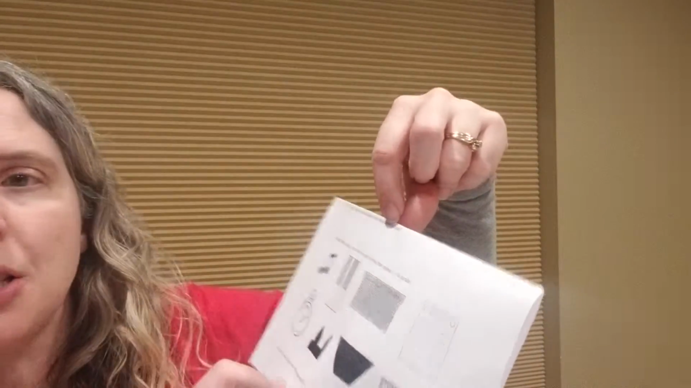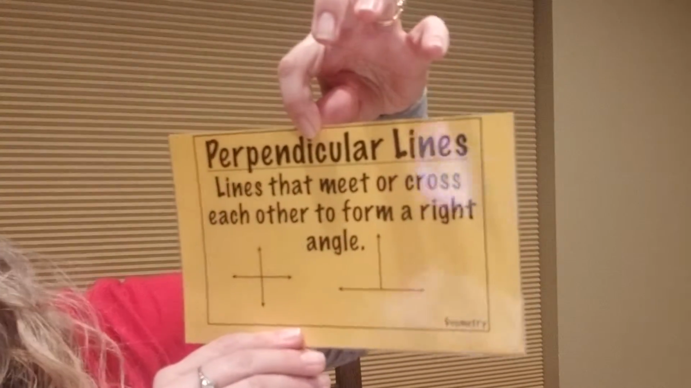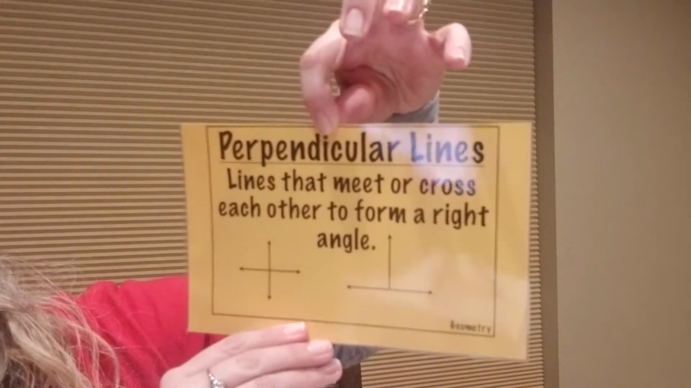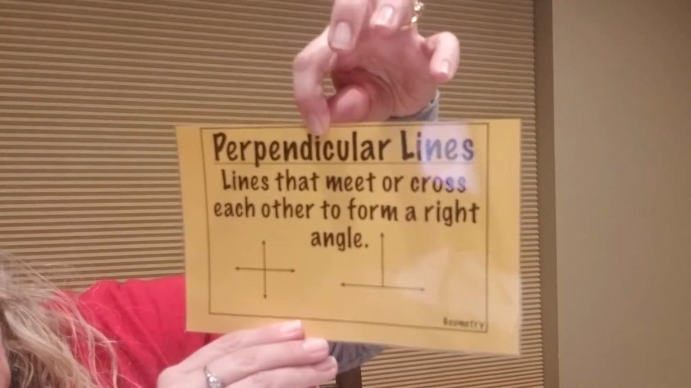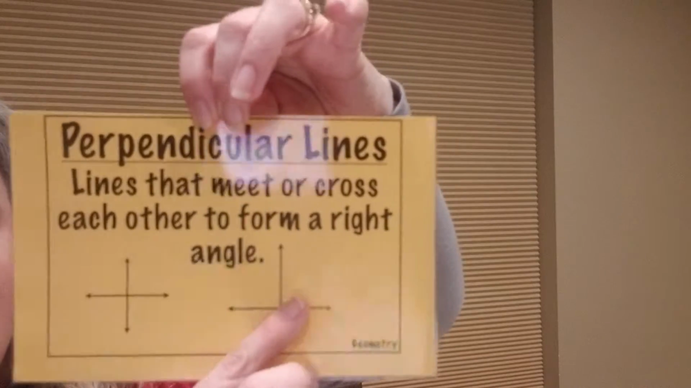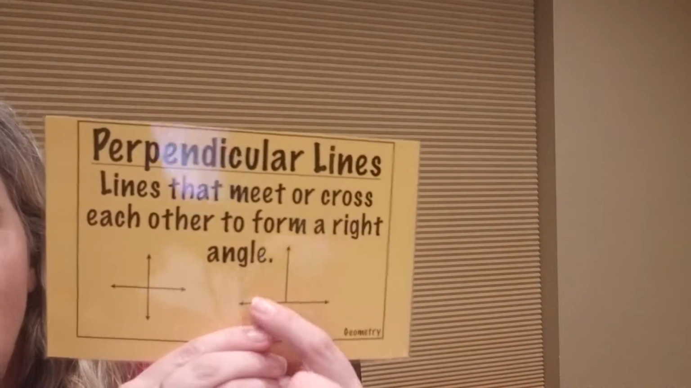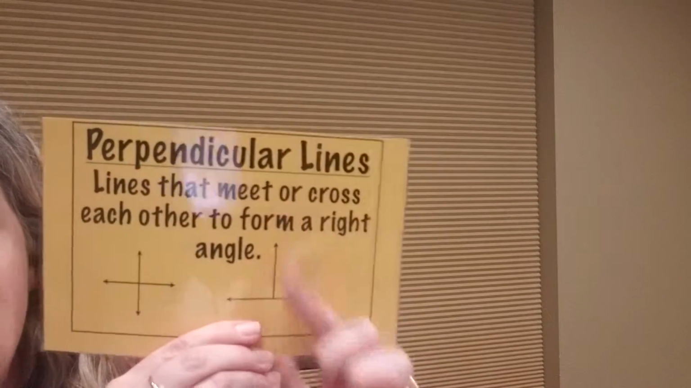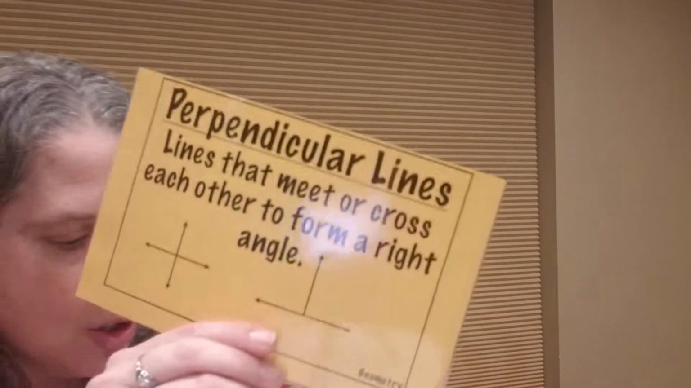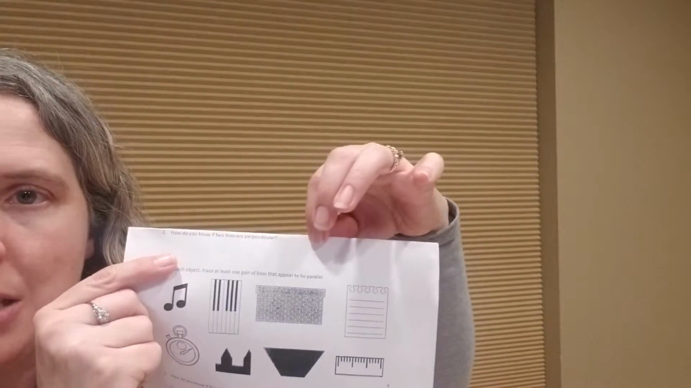How do you know if 2 lines are perpendicular? Talk about that. Look at the vocabulary word that I forgot to show you earlier. Lines, we talked about them, but perpendicular lines are lines that meet or cross each other to form a right angle. So they can cross, or they can just meet. They can meet like this, or like this. This is straight across, and then they just meet in the middle. Okay, so write a complete sentence. How do you know if 2 lines are perpendicular?